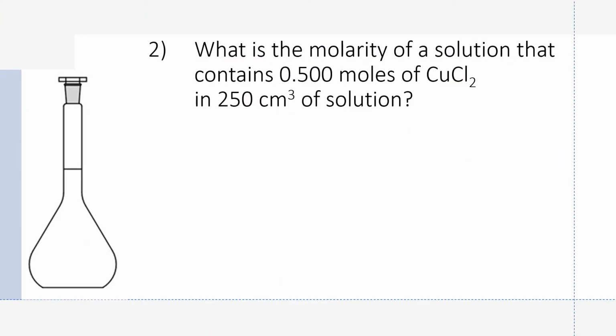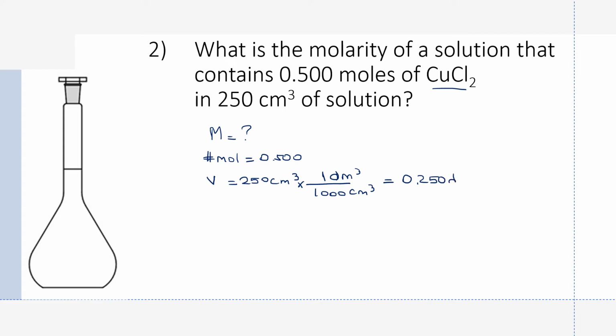In this second example, the molarity has to be calculated too. And we have the number of moles of solute, that is 0.500 moles of copper(II) chloride, and the volume is 250 centimeters cubed. We need to transform this volume into decimeters cubed or liters. I know that 1000 centimeters cubed is equal to 1 decimeter cubed. So this is going to be the same as 0.250 decimeters cubed.